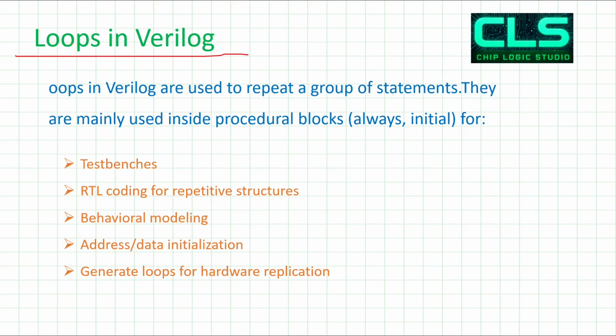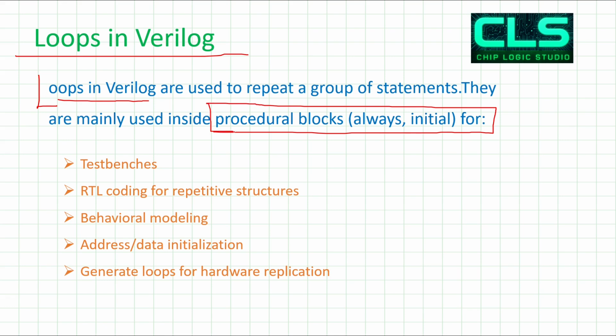So loops are a common thing in every language, but here there are some extra loops and some other concepts. First we will see loops in Verilog. Loops in Verilog are used to repeat a group of statements, and they are mainly used inside procedural blocks, like always and initial. This is different with respect to our C language or any other language. So an always or initial block is a must for using loops.